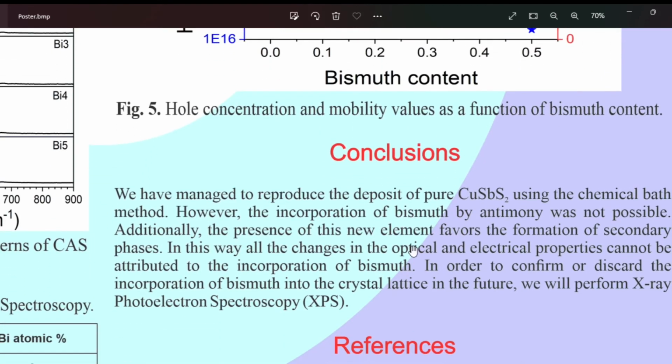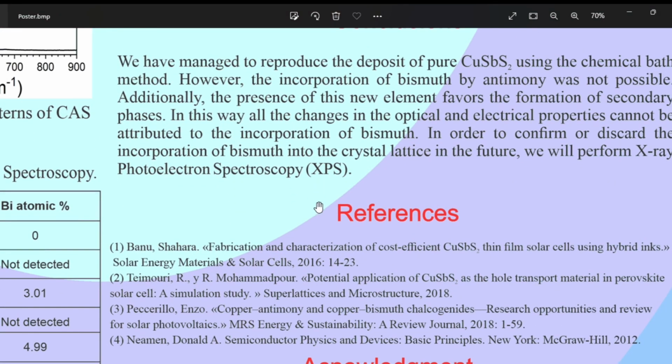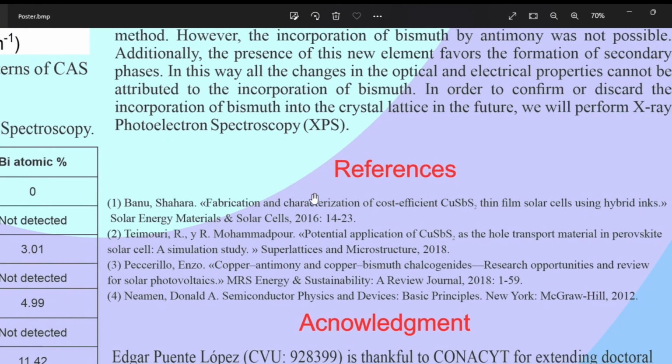As conclusions, we have managed to reproduce the deposit of copper antimony sulfide by chemical bath deposition. However, the incorporation of bismuth for antimony was not possible. In addition, the presence of this new element favors the formation of secondary phases. In this way, all the changes in the optical, morphological, and electrical properties cannot be attributed to the incorporation of bismuth. To confirm or discard the incorporation of bismuth into the crystal lattice, in the future, we will perform X-ray photoelectron spectroscopy. Here you can see some references for this work.